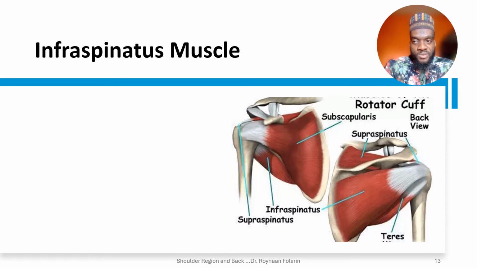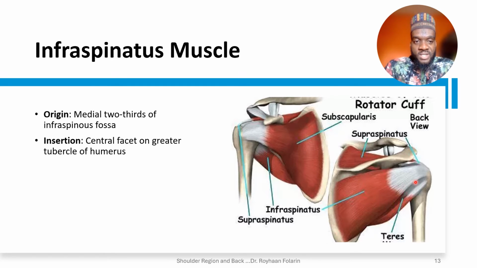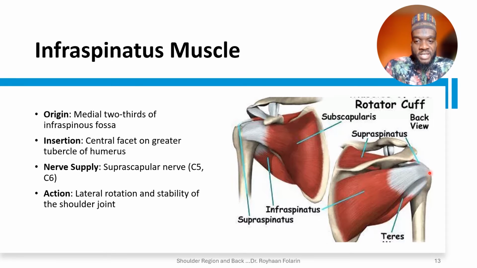Next is the infraspinatus, and you expect to find this, as the name implies, in the infraspinous fossa. So it originates from the medial two-thirds of the infraspinous fossa, and it goes ahead to insert on the central facet of the greater tubercle of the humerus. So what kind of movement do you expect from this? Certainly something slightly opposite to that which was conferred by the subscapularis, isn't it? So the subscapularis gives a medial rotation of the humerus, and the infraspinatus will be giving a lateral rotation because it's going to be pulling this.